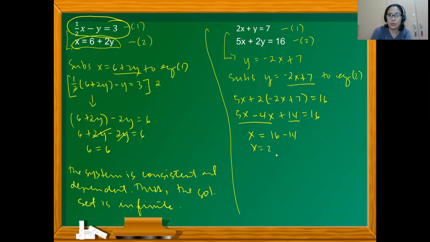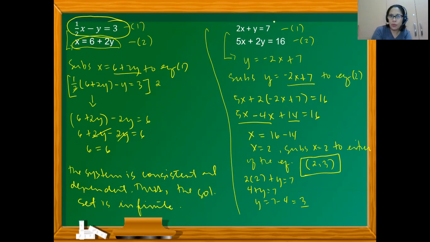So x is 2. So we will substitute x equals 2 to either of the equations. Okay? So if we use 1, so we have 2 times 2 plus y equals 7. So we have 4 plus y equals 7. So y equals 7 minus 4, which is 3. So the solution, class, is (2, 3). Okay?